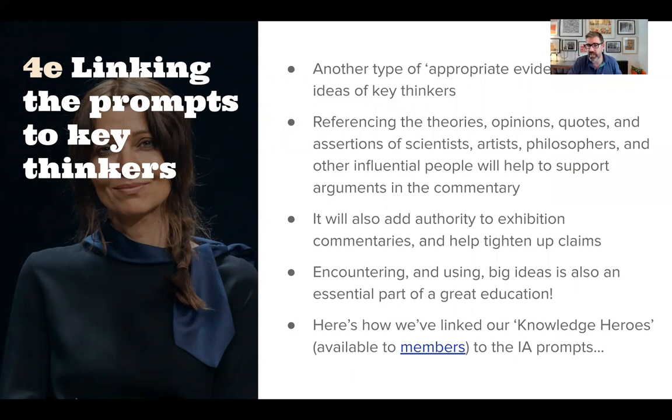We look at a lot of fantastic key thinkers in theoryofknowledge.net. Knowledge heroes, we call them. We've got a new, or relatively new, resource which looks at the idea of 100 thinkers. So I think referencing their theories, opinions, quotes, etc., of all these wonderful people will help to support arguments in a commentary. I think it adds authority to commentaries. I think it tightens up their claims.